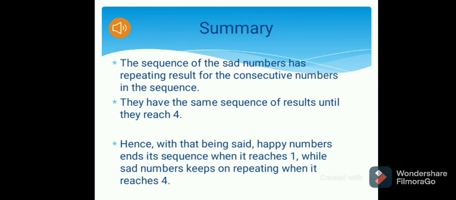The sequence of the sad numbers has its result keep on repeating for the consecutive numbers in the sequence. They have the same sequence of results until they reach 4. Hence, with what has been said, happy numbers end their sequence when they reach 1, but sad numbers keep on repeating when they reach the number 4. And that concludes our investigation for classifying numbers by happy numbers and sad numbers.